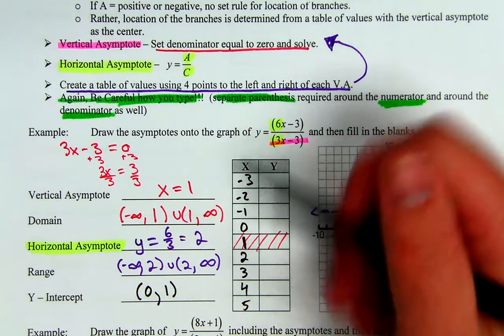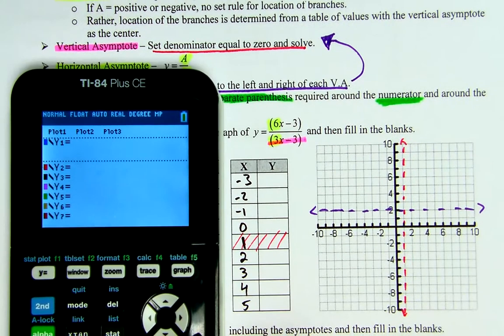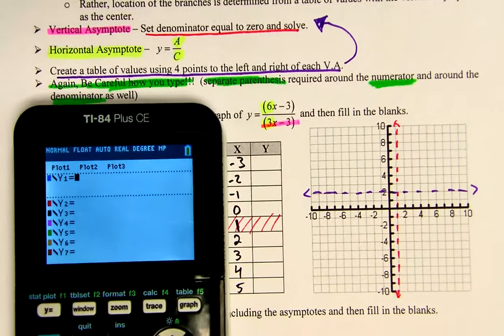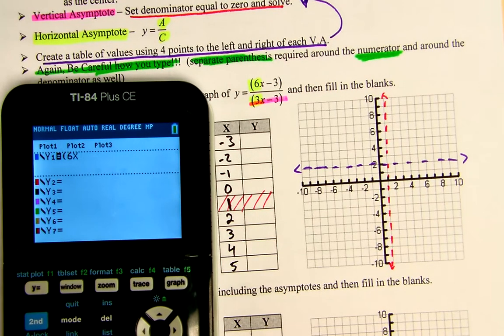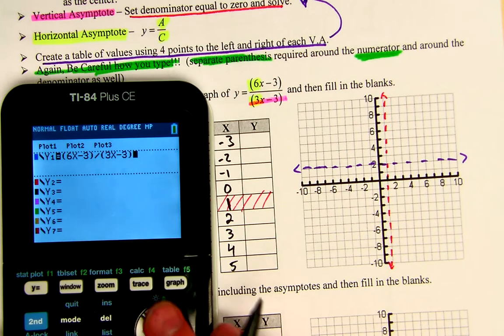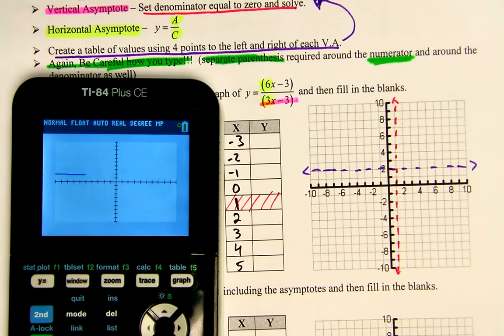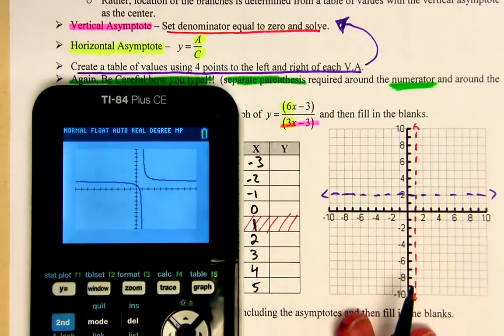Now, if you want, you can go ahead and do that by hand. But let's take our calculator and do this. Again, be careful how you type. Separate parentheses: parentheses, 6x minus 3, end parentheses. Divide, parentheses, 3x minus 3, end parentheses. You can hit graph to see what this looks like. We have a branch going down and a branch going up. That kind of looks like our hyperbola over here, which is shifted a little.